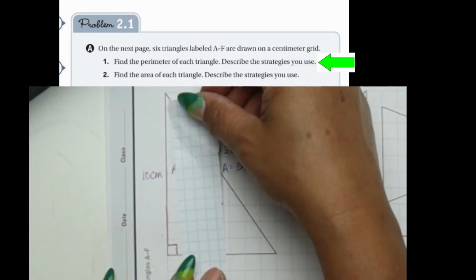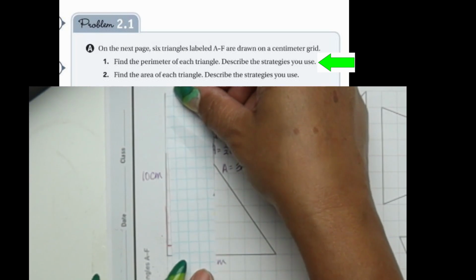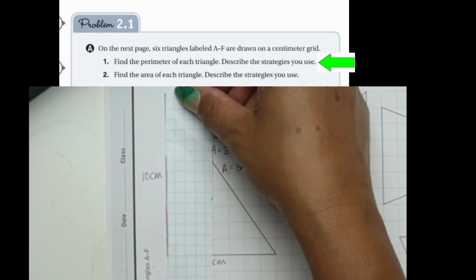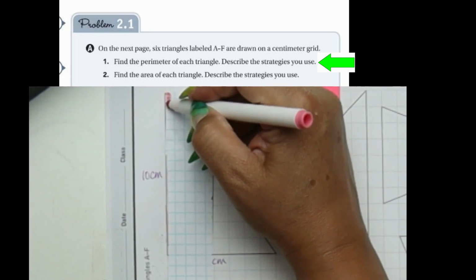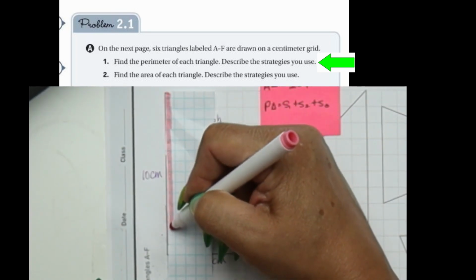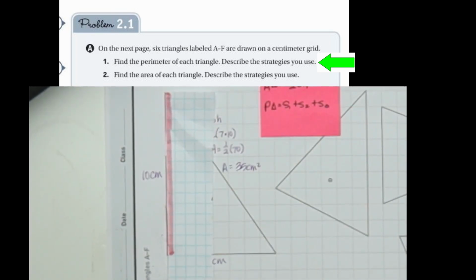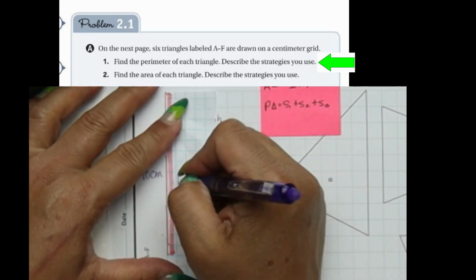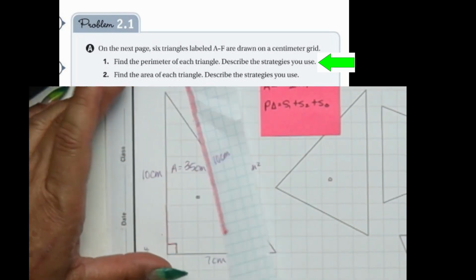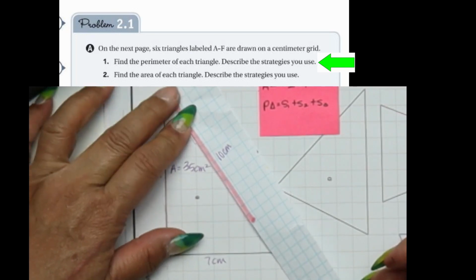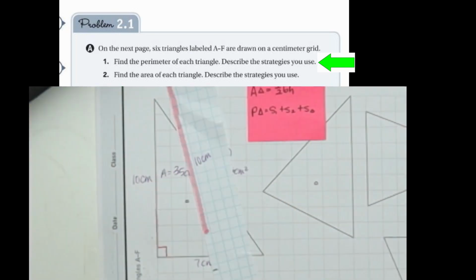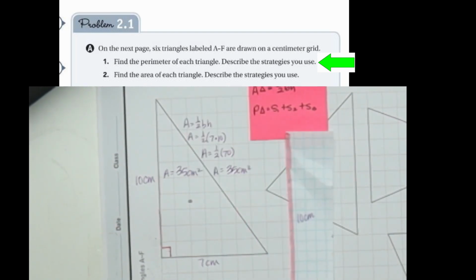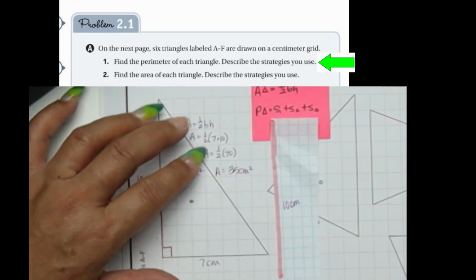So I'm going to measure the distance from vertex to vertex. I'm going to color in 10 centimeters. So there's the top, that's 0, and that's 10 centimeters. And I know that the diagonal line is going to be greater than that. I'm going to use this grid paper to find out how much it actually is.